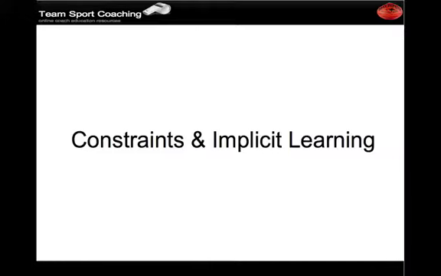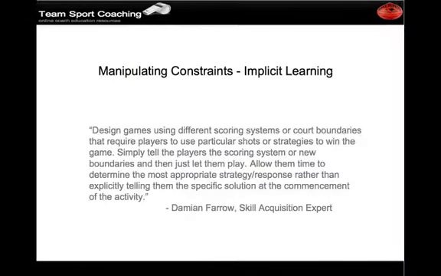Another way is simply, as we're doing, to manipulate the constraints, enforce a rule, and then let the drill unfold and let the players discover the best way to solve the problem in the drill, and that's called implicit learning. And here's a description, as you see on your screen, from Damien Farrow, who's a skill acquisition expert at the OES, describing how implicit learning works.